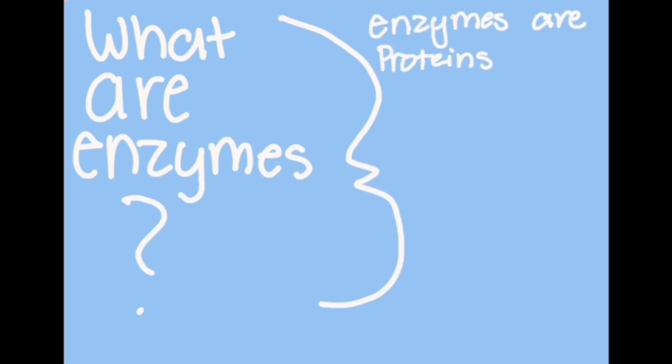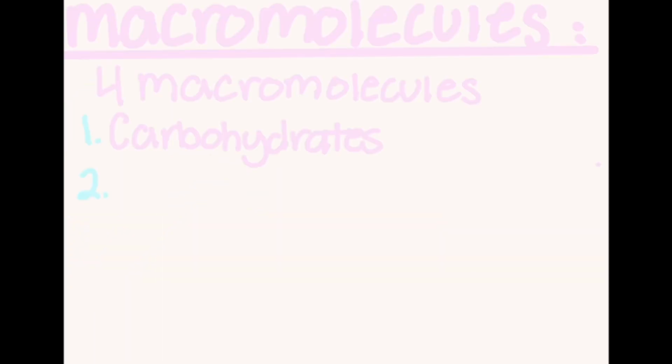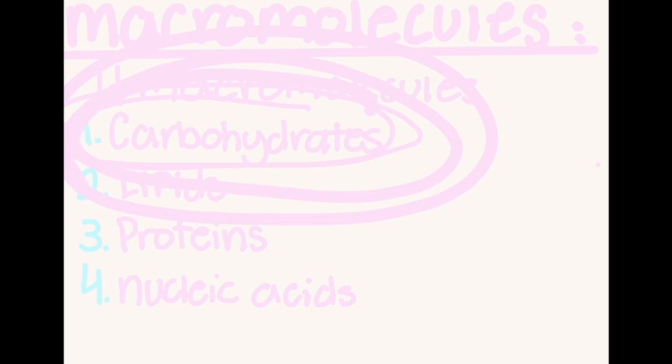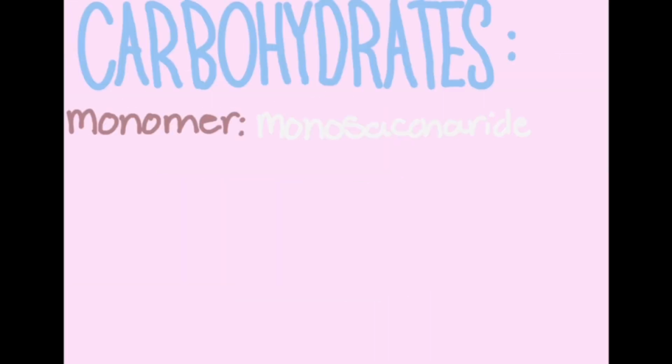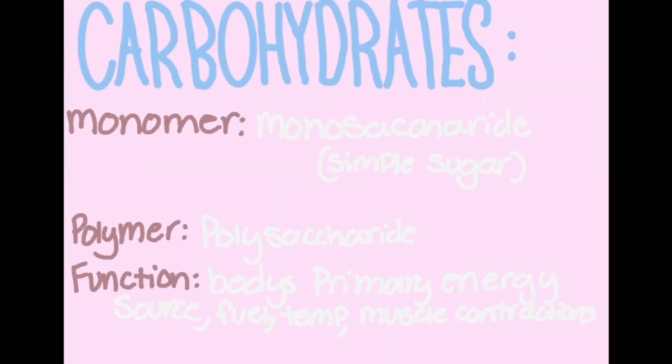First, let's start with background information. What are enzymes? Enzymes are proteins that speed up reactions in the body. Now let's talk about the 4 macromolecules. There's carbohydrates, lipids, proteins, and nucleic acid. Let's start with carbohydrates. The monomer of carbohydrates are monosaccharides or simple sugar. The polymer is polysaccharide, and carbohydrates are the body's primary source of energy.